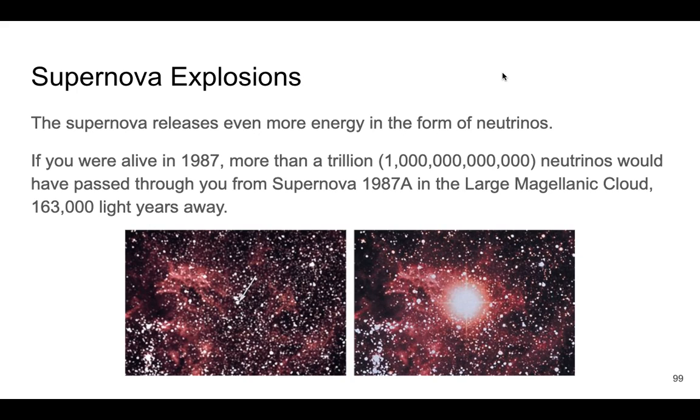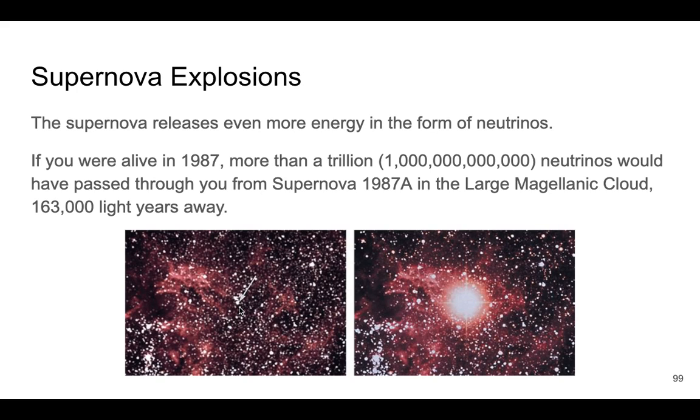So if you were alive in 1987, which I was, I would have been, depending on the time of year, 10 or 11. More than 1 trillion neutrinos would have passed through me from supernova 1987A in the Large Magellanic Cloud, 163,000 light years away. The Large Magellanic Cloud is one of the galaxies that's kind of orbiting the Milky Way. You can't see it from the northern hemisphere. It's only a southern hemisphere thing. And one of the stars there, this little fellow right here, went supernova.